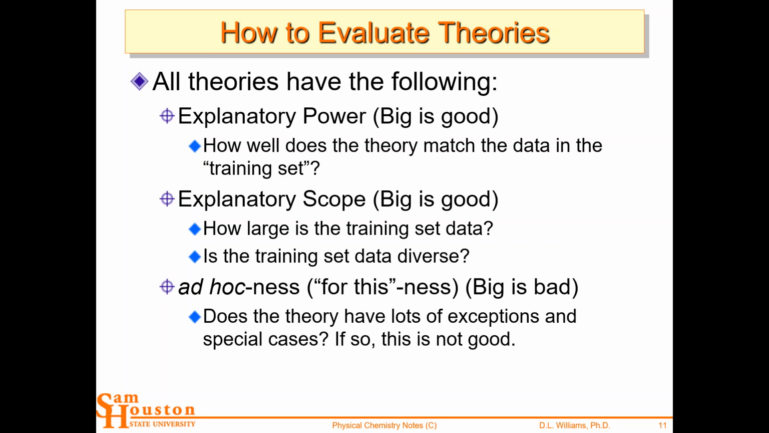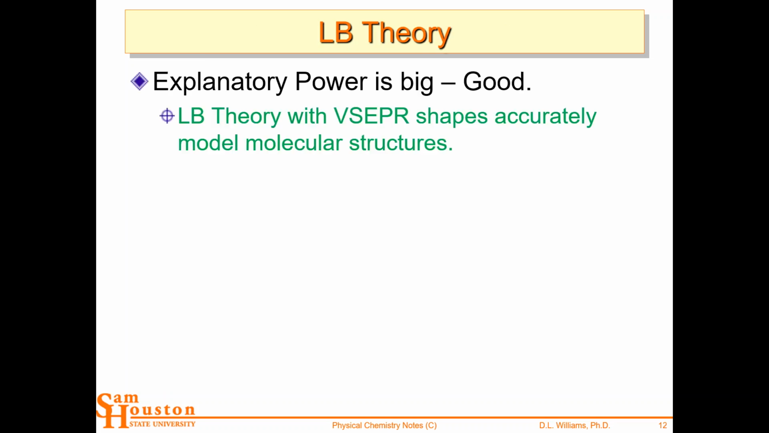So these are 3 criteria for evaluating theories. And now these 3 criteria are not just used in science. They're used in history, philosophy, sociology. Every discipline that has a theory is thinking about these 3 things at least. There may be others, but they're looking at how well does it describe the data, that's power. How much data can it describe, and what's the diversity of that data, that would be the scope. And then how many exceptions does it have? So let's look at local bond theory. The explanatory power is big, okay?